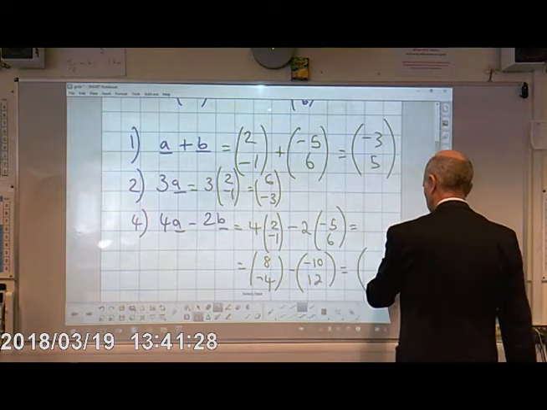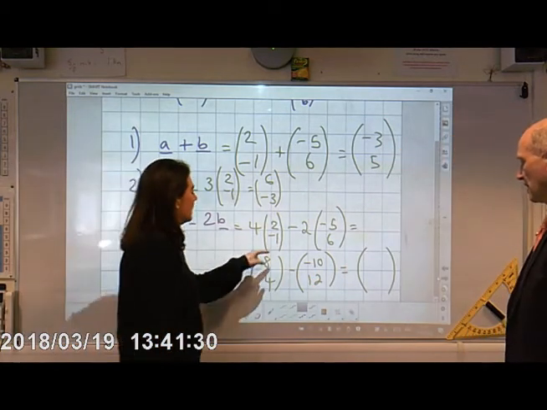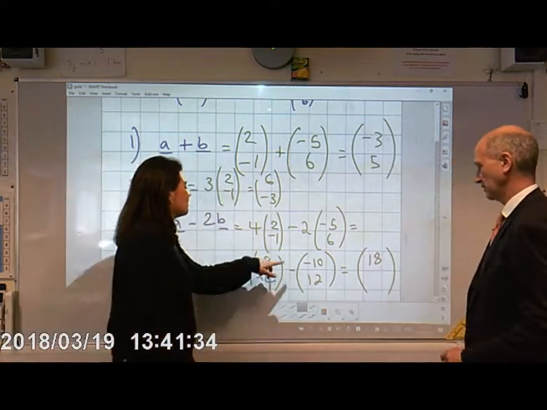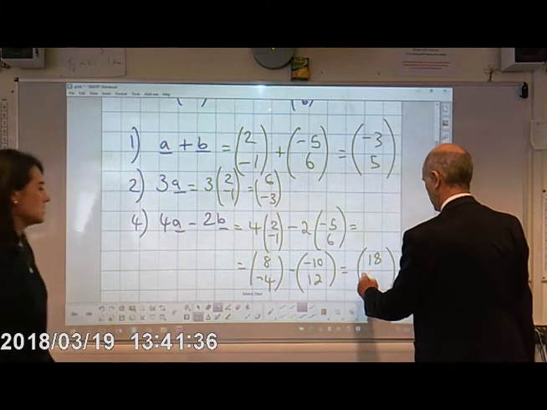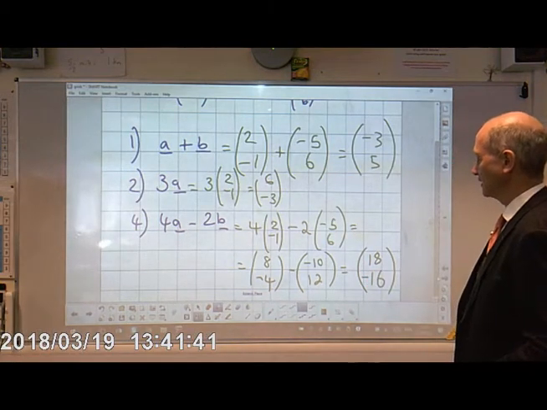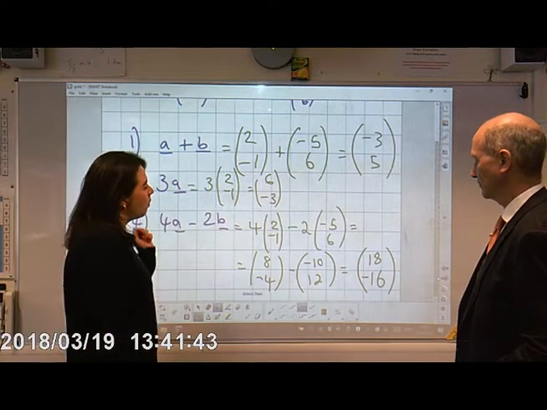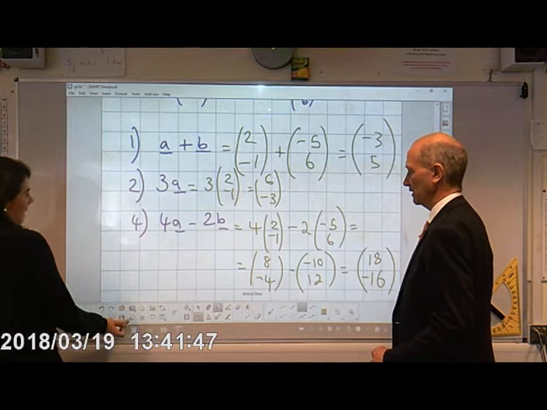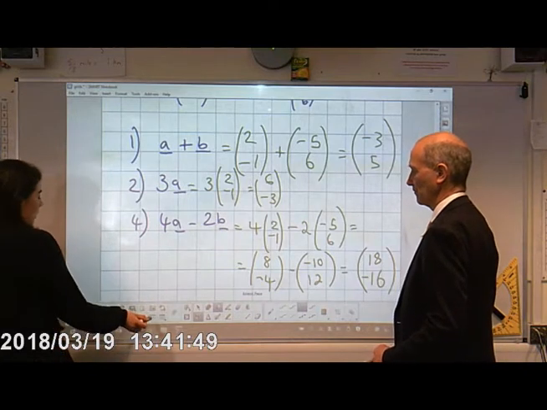Lovely. And be careful because you've still got that minus there. So it's 8 minus minus 10, which is 8 plus 10, 18. And you've got minus 4 minus 12, which is minus 16. That's tricky, and that is basically where it gets. Now we can go one step further with the foundation, which we're going to do next. I'm just going to erase all of that. Is everyone happy at home with that?